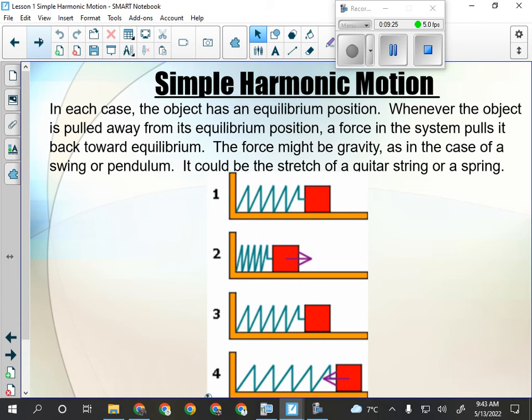as in the case of a swing or a pendulum, and it could be the stretch of a guitar string or a spring. All things that are of that nature, springs and strings, have what we call a spring constant, and that has to do with their stiffness. Like there's springs in your car that are huge. They have a very high spring constant given the nature of their job.